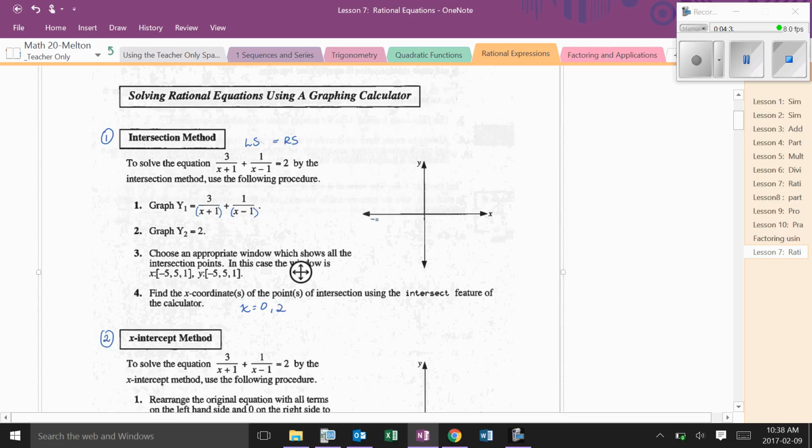So if you wanted to draw that out, and our other graph is right here. And so there's one point at x is equal to 0, and there's a second point right there.